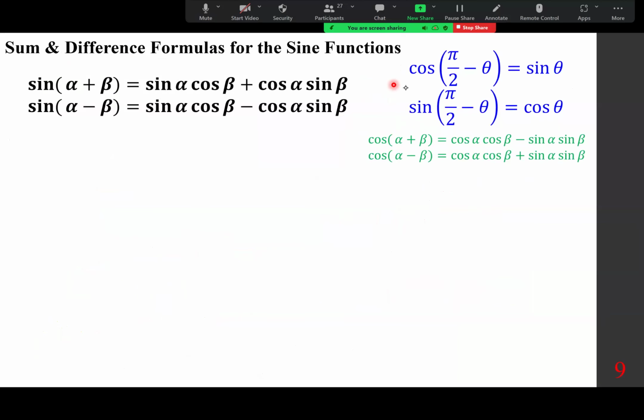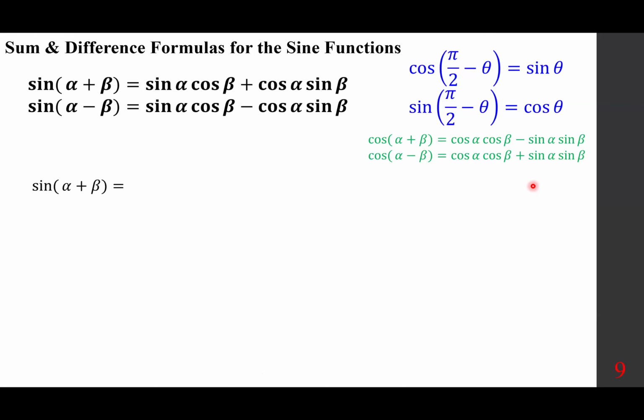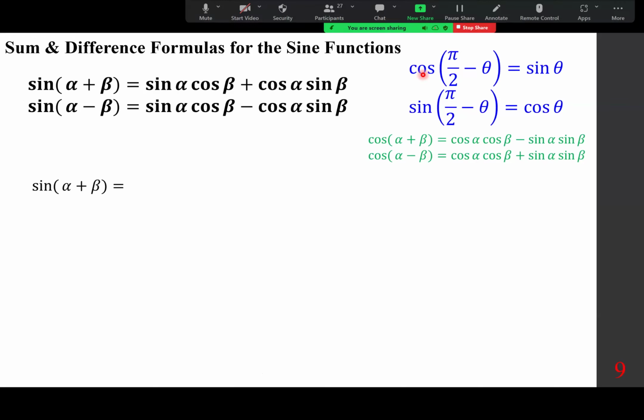Now, this is from the previous page, and we have this. So if we are looking at sine of alpha plus beta, I want you to look at this one. Sine of theta. Imagine this is theta, so it would be pi over 2 minus theta. That means pi over 2 minus alpha plus beta. Again, I want you to look at this one, everybody. You're looking at the proof.